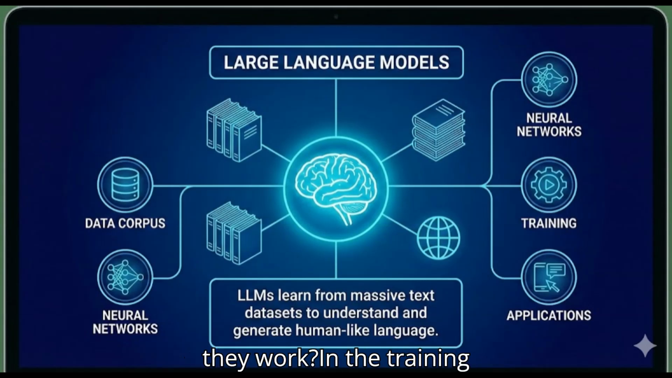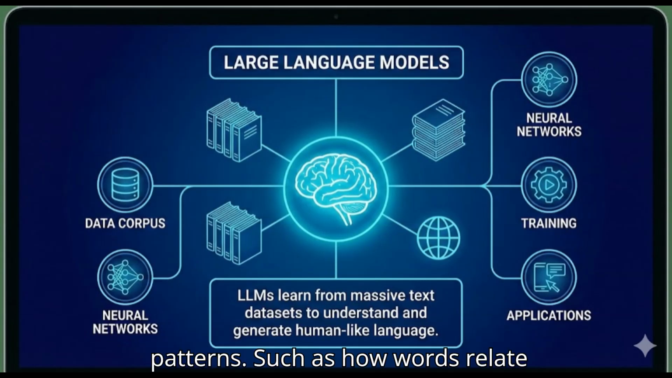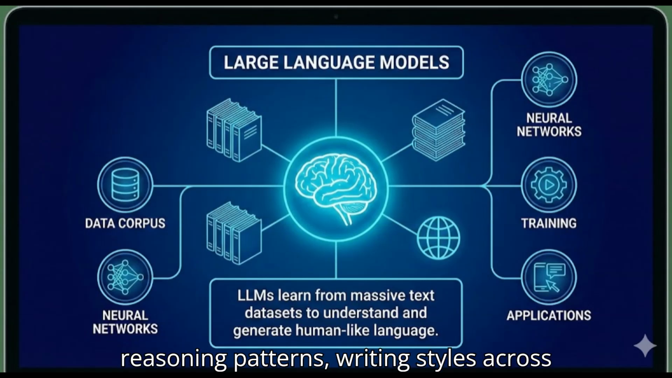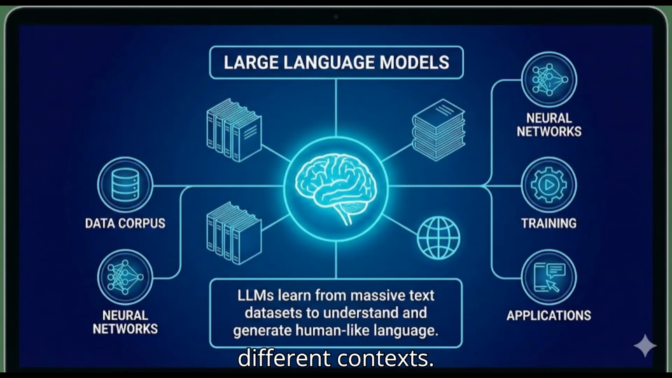How do they work? Simplified. 1. Training phase. The model learns by reading vast amounts of text and learning patterns: how words relate to each other, grammar and sentence structure, facts, concepts, and reasoning patterns, writing styles across different contexts.